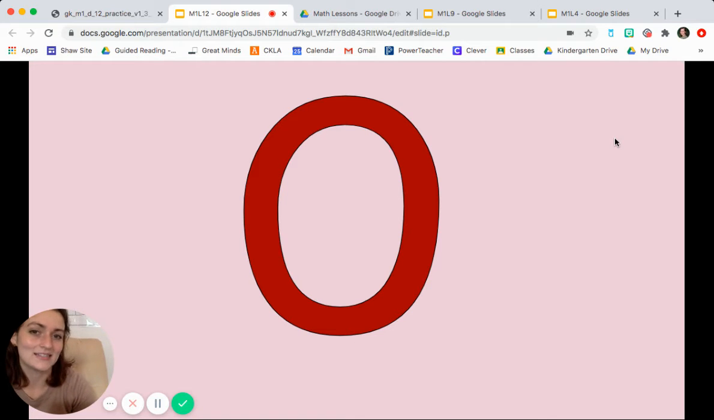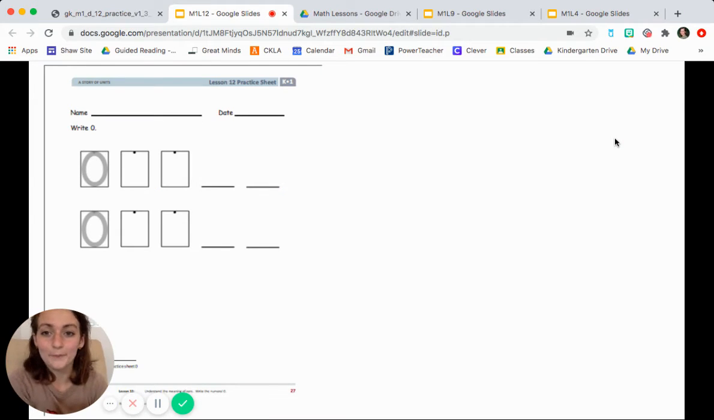So we're going to practice writing our number 0 in our template. You are going to look at this number 0, and you're going to fill them in the boxes, and also fill them in over here on these lines. So you should have drawn 1, 2, 3, 4, 5, 6, 7, 8, 9, 10 zeros. So go ahead and pause this video and draw your zeros.